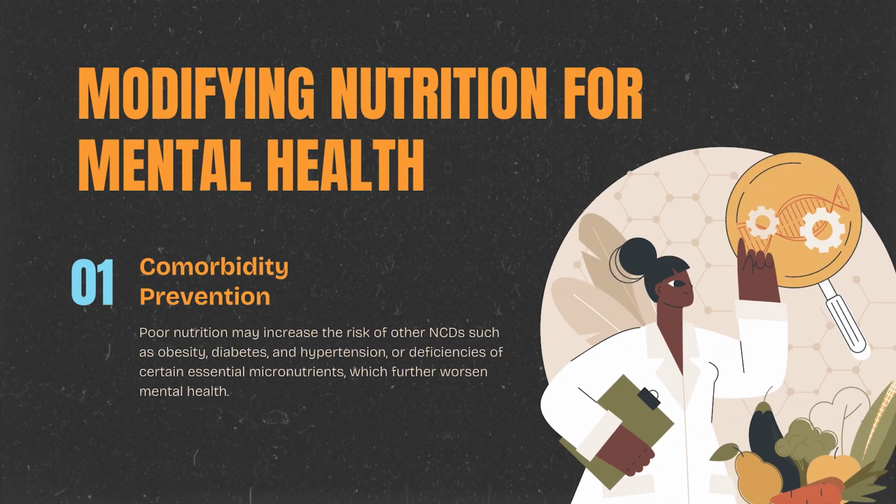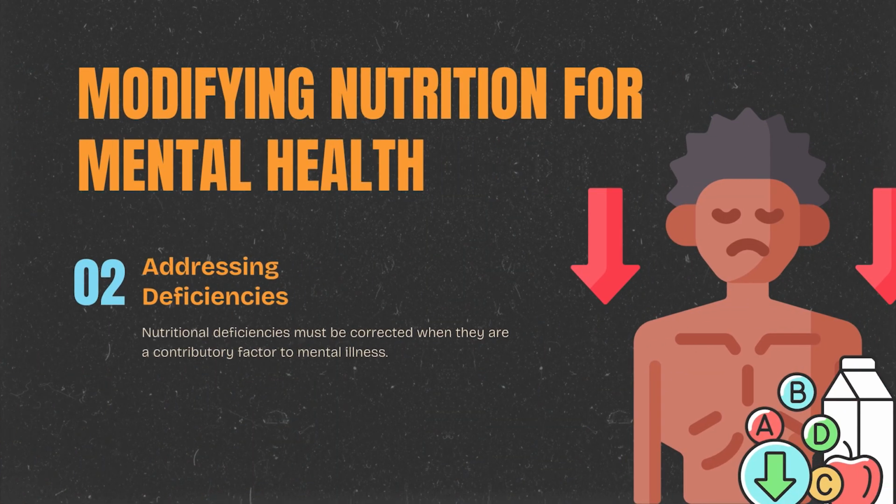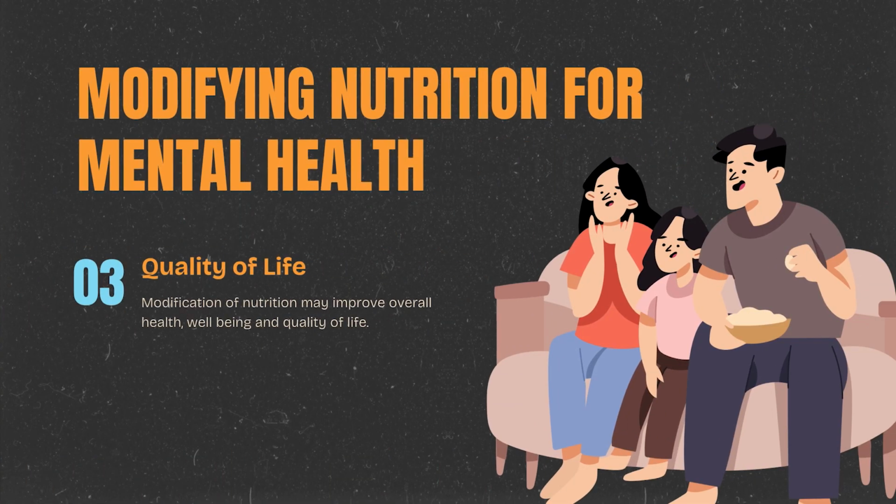So now, as I told you, certain deficiencies can cause mental health problems. So addressing them using a balanced diet which has all the essential nutrients becomes a mandatory step. Secondly, as we already discussed, many people with mental illness may also have obesity, diabetes, hypertension. So if we take care of the diet, we will also be taking care of these non-communicable diseases which exist along with mental illness. So if a person, either healthy or with mental illness, modifies their nutrition according to guidelines, I think they will have improved overall health, well-being and quality of life.